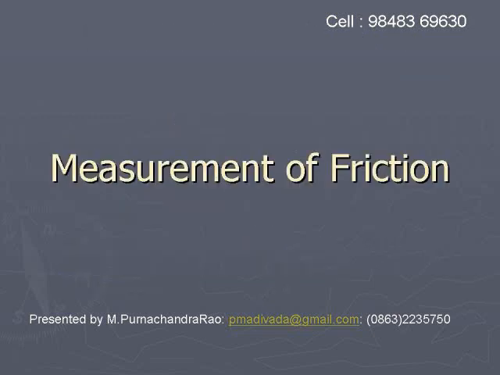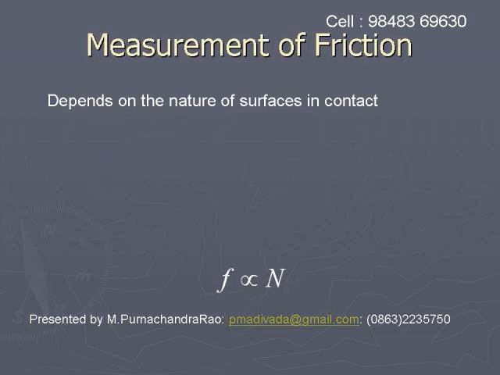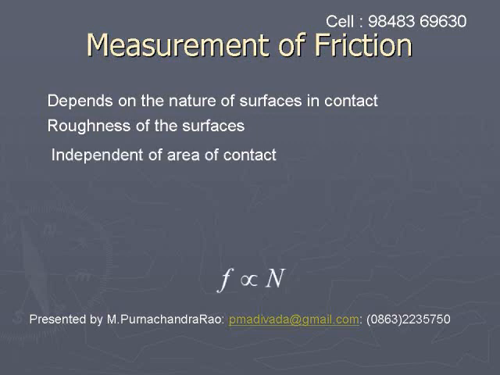Measurement of friction. The factors on which the frictional force depends: it depends on the nature of the surfaces in contact. By nature we mean different substances, maybe glass, wood, marble or steel, etc. It depends on the material that is used. It also depends on the roughness of the surfaces in contact. It is independent of the area of contact.